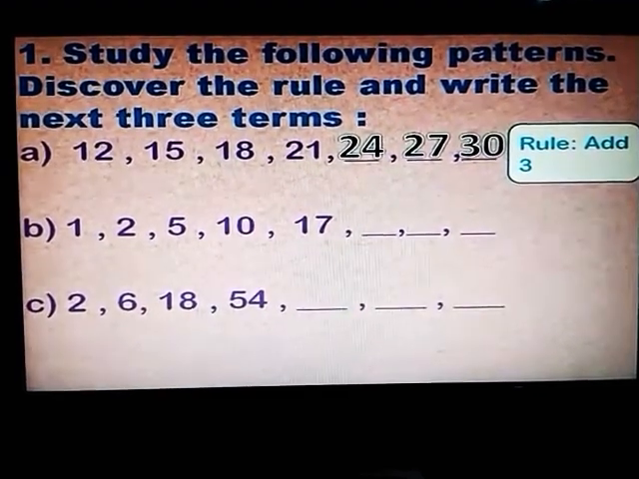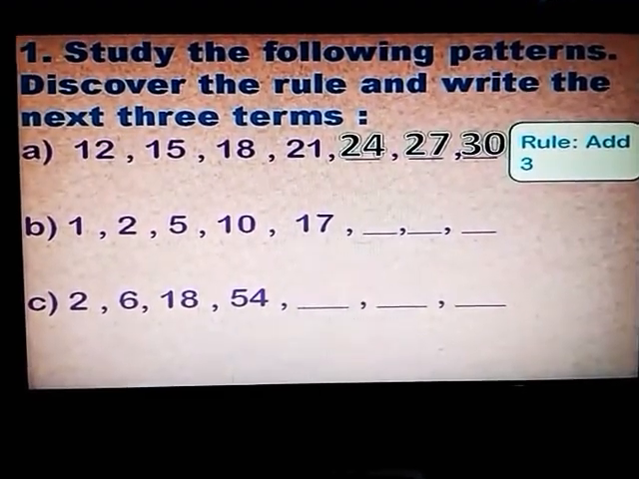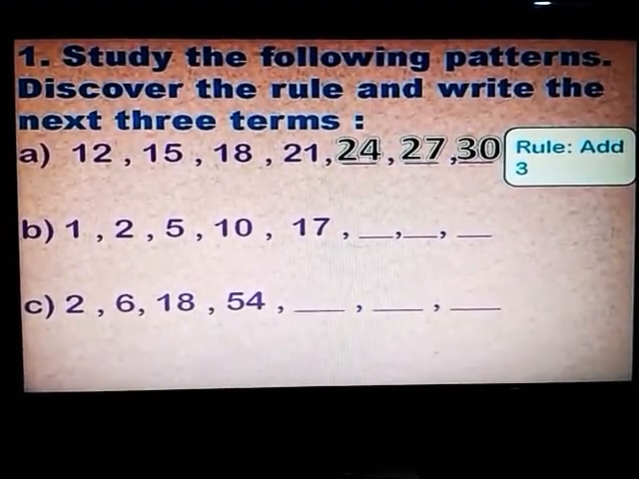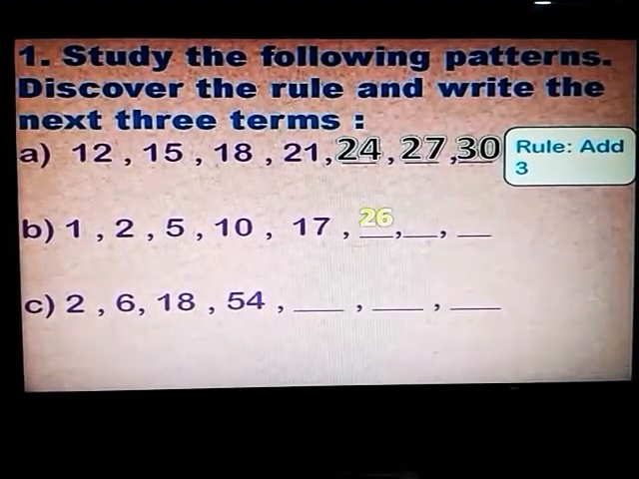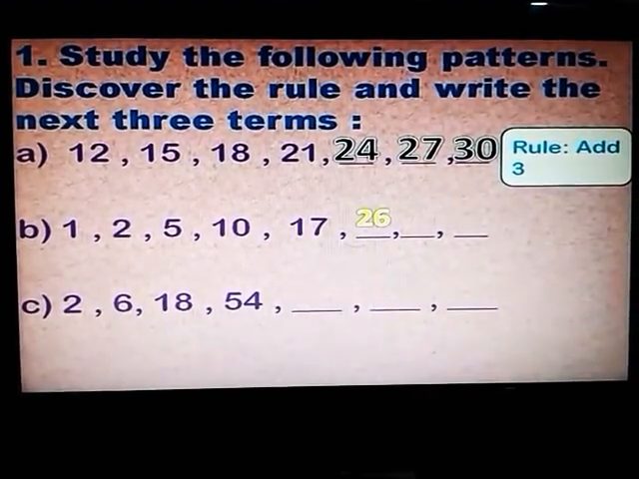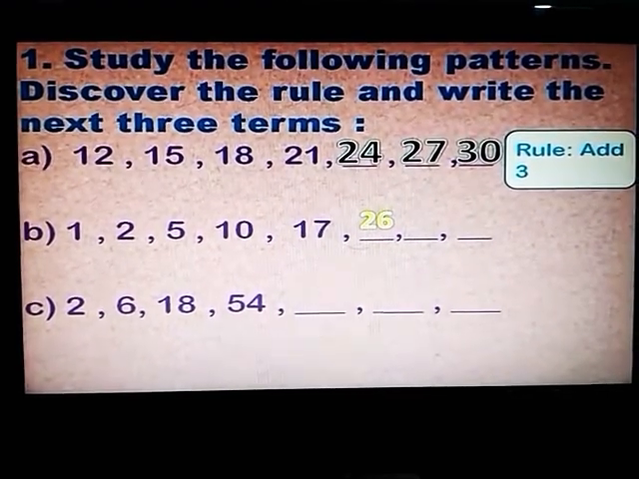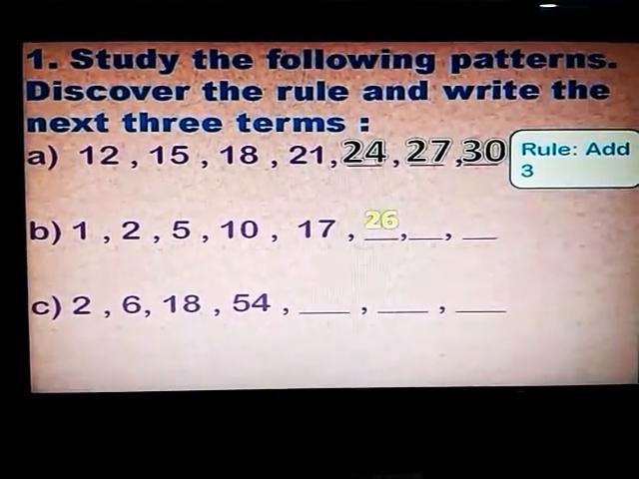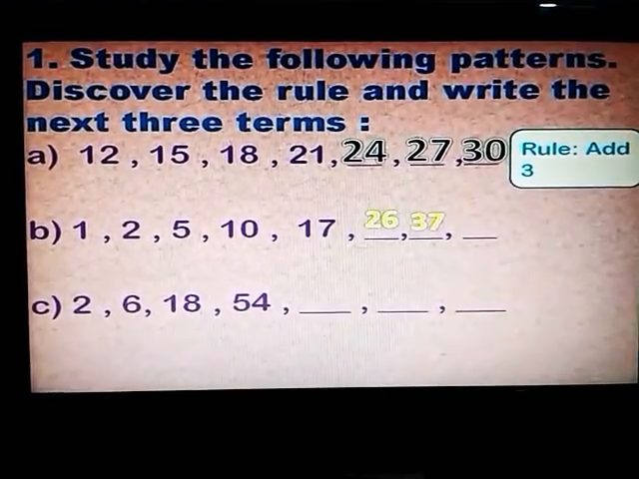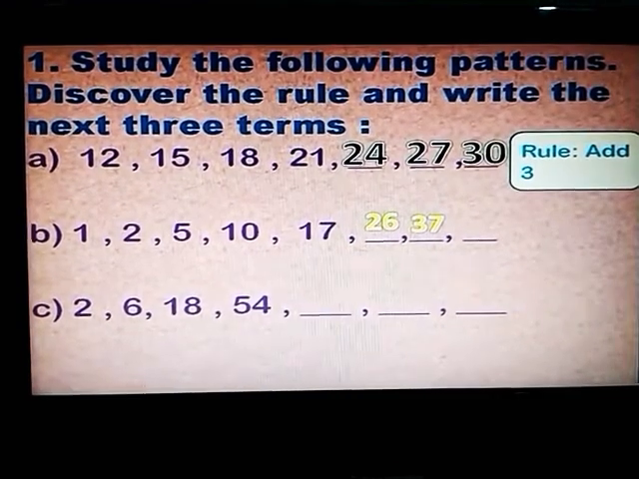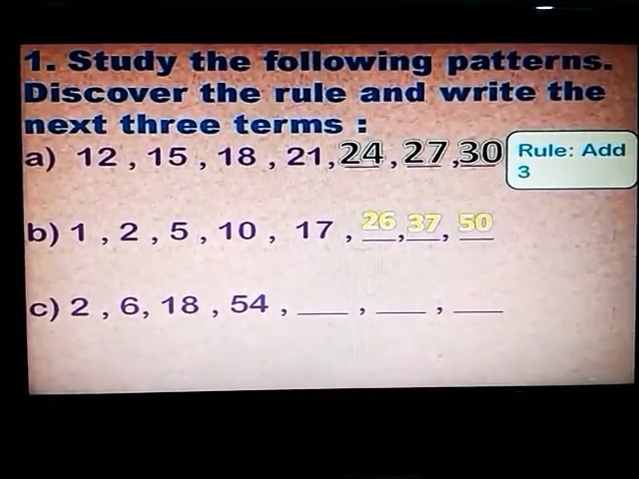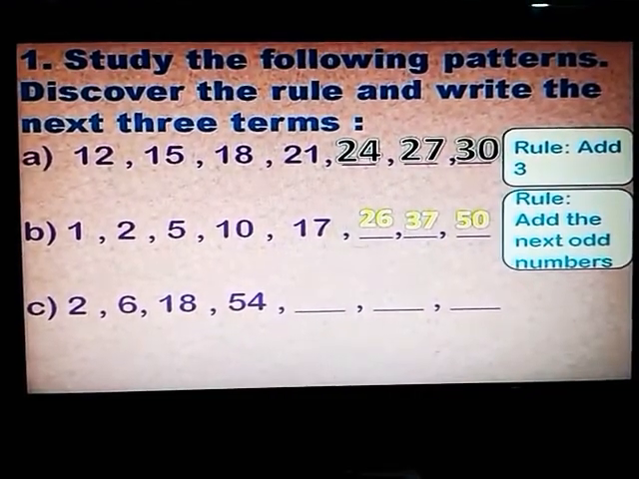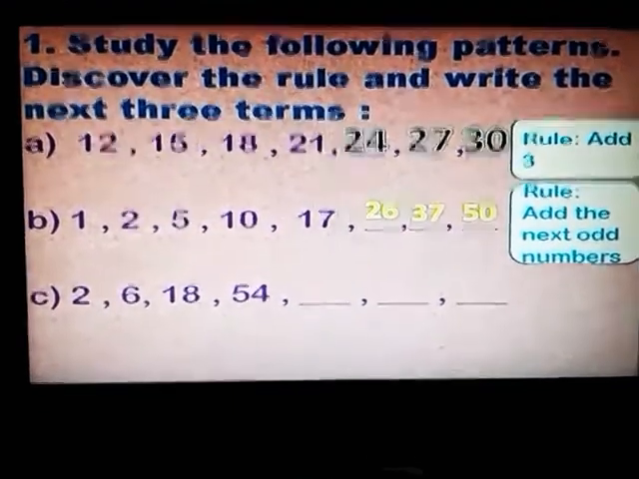Okay, then question number B is 1, 2, 5, 10 and 17. So the last number is 17, means the odd number you should add it. Okay, so 17 plus 9 equal to 26, then 26 plus 11 equal to 37. Okay, then 37 plus 13 equal to 50. So the rule is add the next odd numbers. Okay, so B is complete.